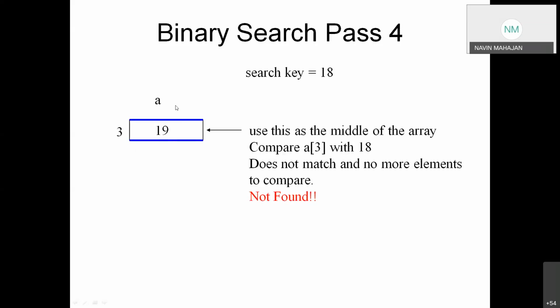I have to make end equal to mid minus 1. Now beginning was here, end will go back here. Mid minus 1 becomes 2. So end is in reverse order. End is 2 and beginning is 3.